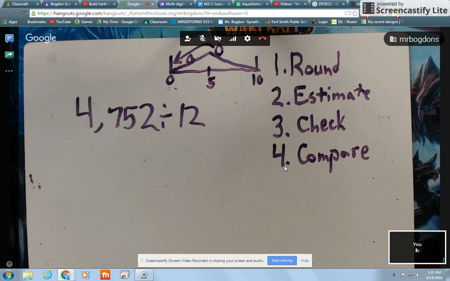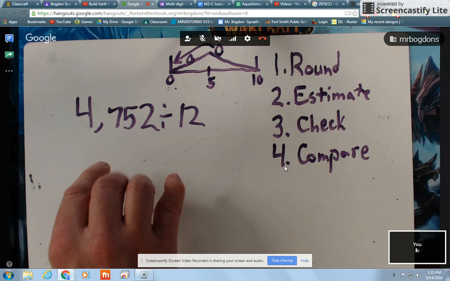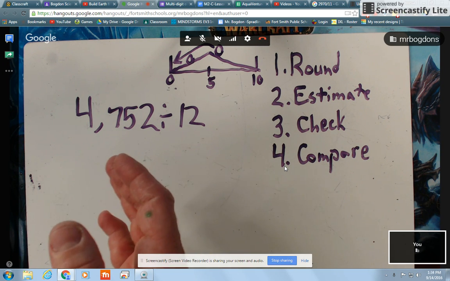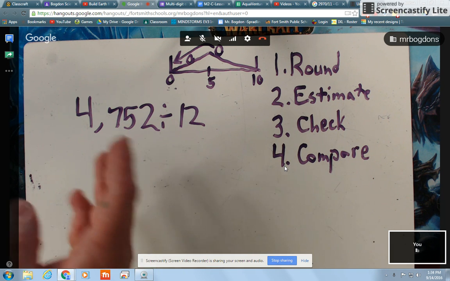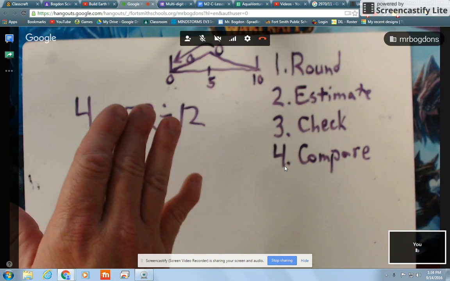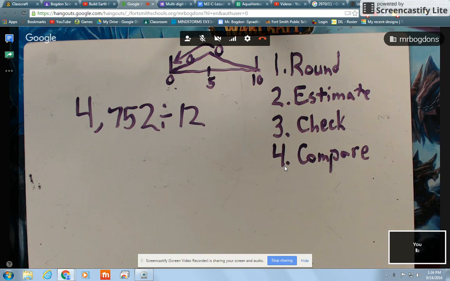4,752 divided by 12. Now, we should be able to look at this in our heads and get a rough estimate of what it'll be. Just looking at this, I'm guesstimating my answer is going to be somewhere around 500. Let's see how that might be true.